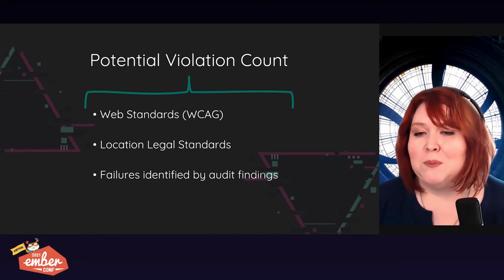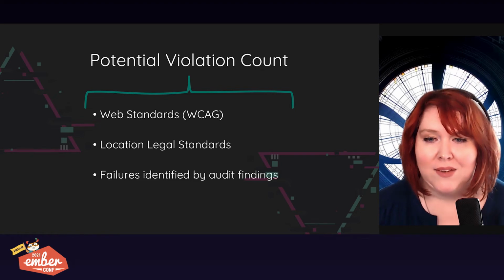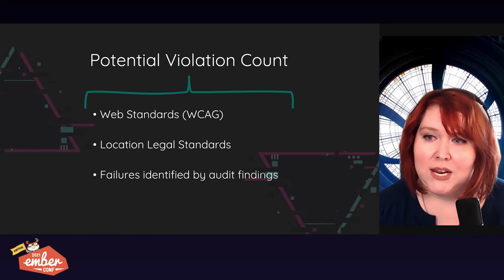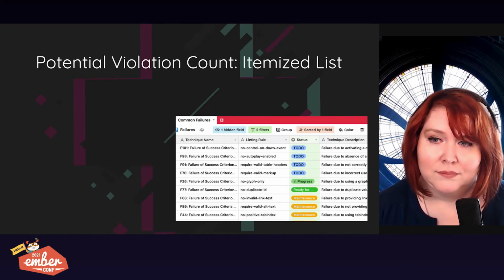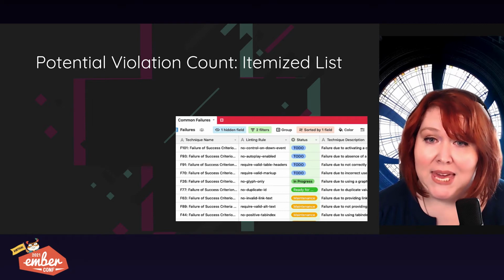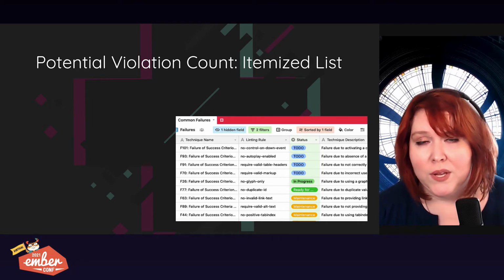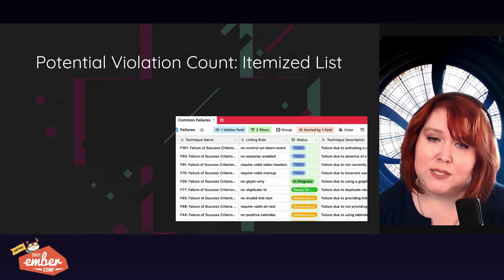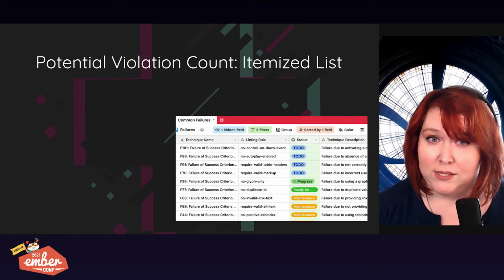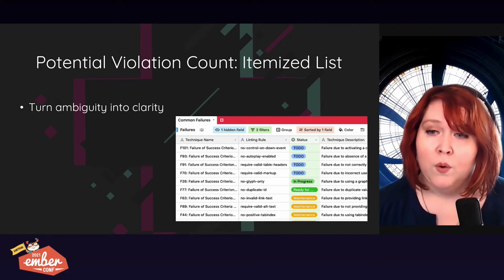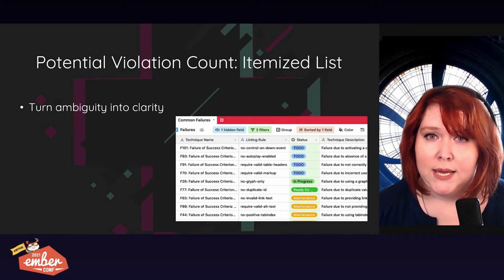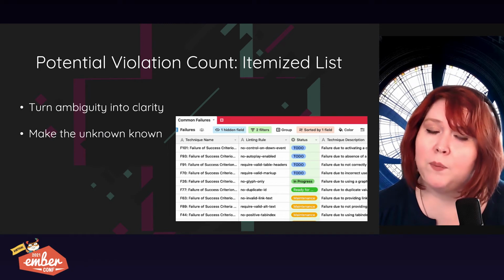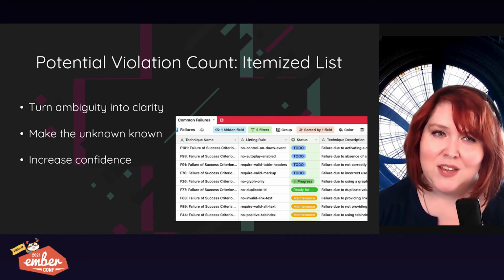Of course, all of these potential violations represent a massive effort that has already been completed by user researchers. So how do you get this information in a practical way? We do this by making an itemized list. There will, of course, be some overlap, and we should document that, but this work is worth doing because it gives us the peace of mind that we really know the edges of this problem. We're turning an area of ambiguity into an area of clarity. We're making the unknown edges of this problem known, and that will give us confidence.